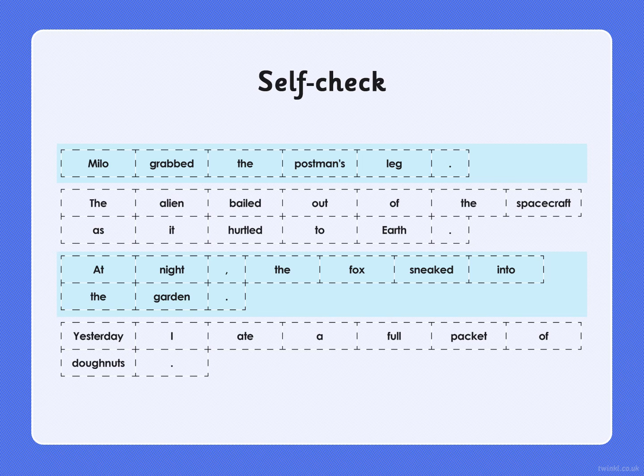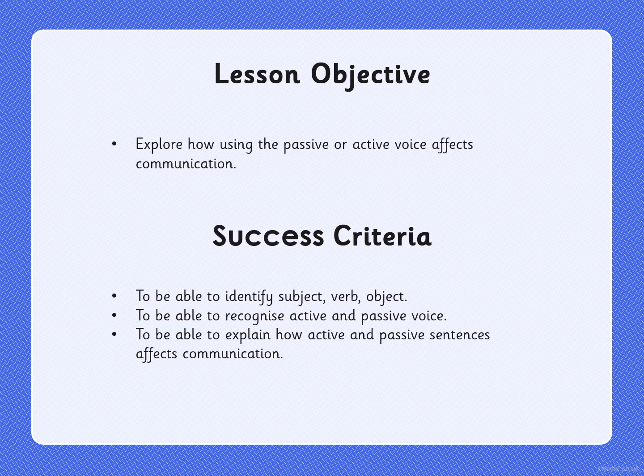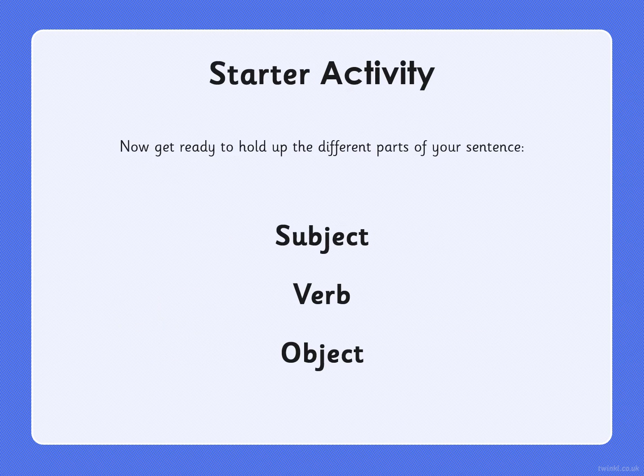That's absolutely fine. So today, you're going to explore how using the passive or active voice affects communication. So you need to be able to identify the subject, verb and object. We did a lot of that last lesson. You need to be able to recognise the active and passive voice, which we started to look at last lesson, and then you're going to be able to explain how active and passive sentences affect communication. So that's the extra bit we're going to look at today.